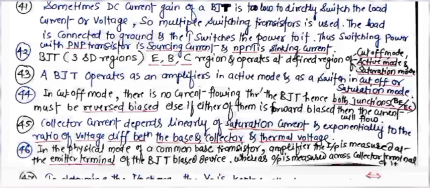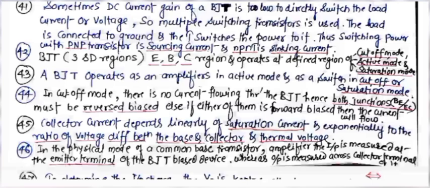In cutoff mode, there is no current flowing through the BJT. Hence, both junctions, that is BE and BC, must be reverse biased. Else, if either of them is forward biased, then the current will flow. Collector current depends linearly on saturation current and exponentially on the ratio of the voltage difference between the base and emitter and the thermal voltage.